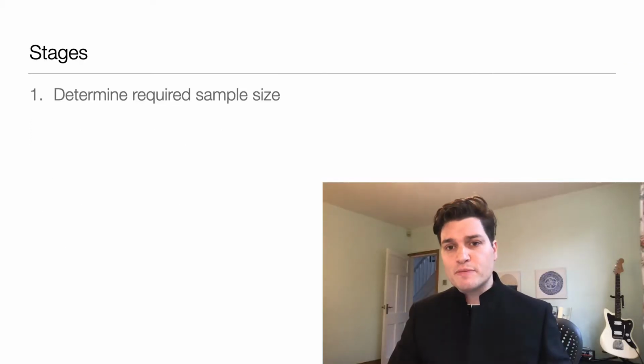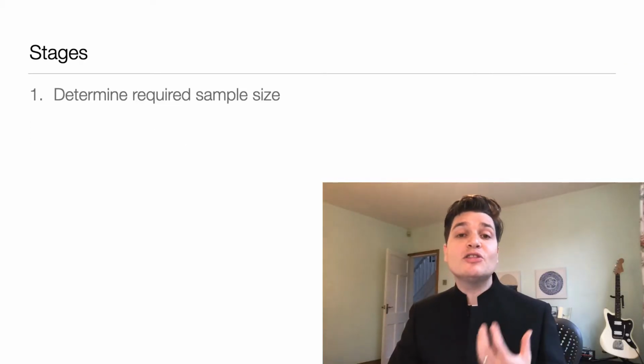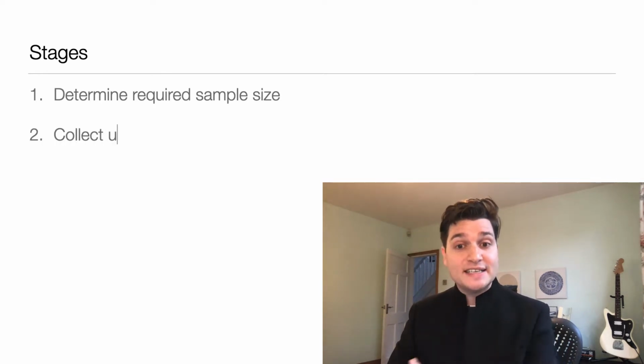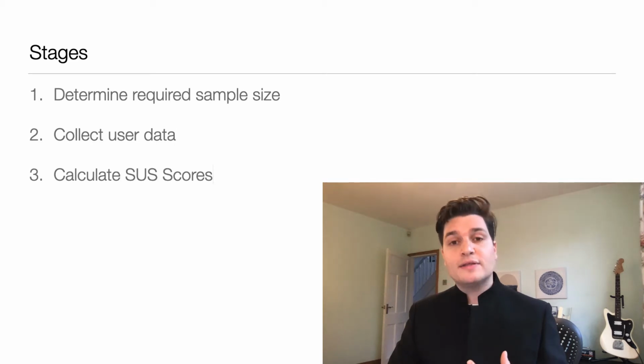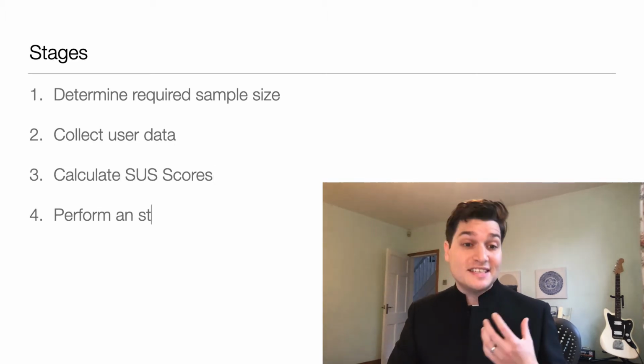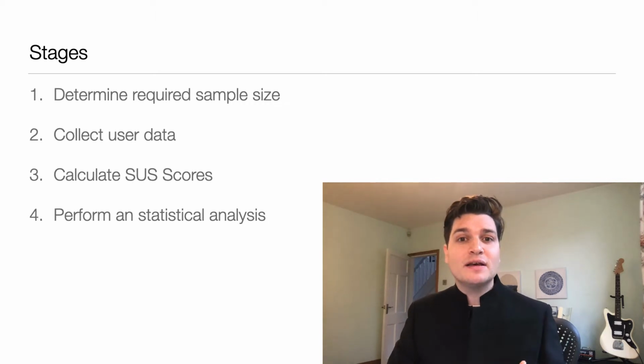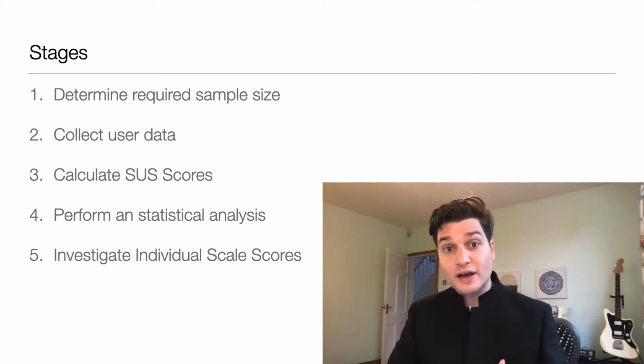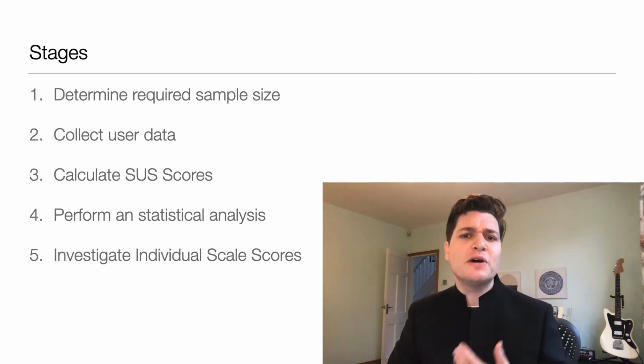The stages we go through. First, you determine the required sample size. Then you collect user data. Then you calculate the SUS scores. Then once you've got the scores, you perform statistical analysis on your data. And then finally, you investigate individual scale scores. It's a 5-part process, and I'm going to walk through each of those in turn. Let's start with sample size.